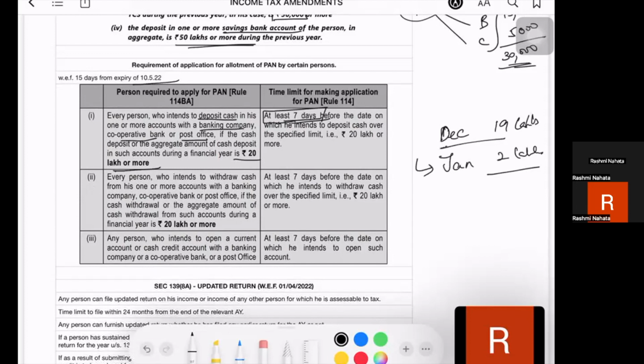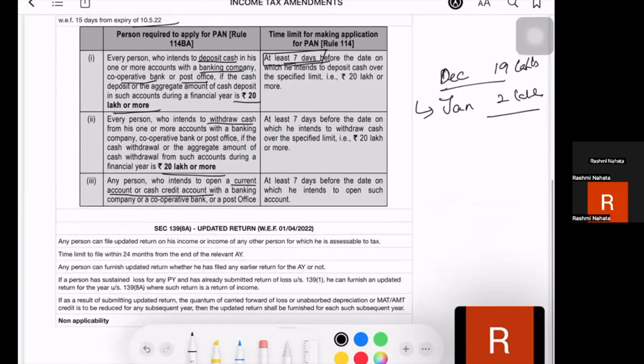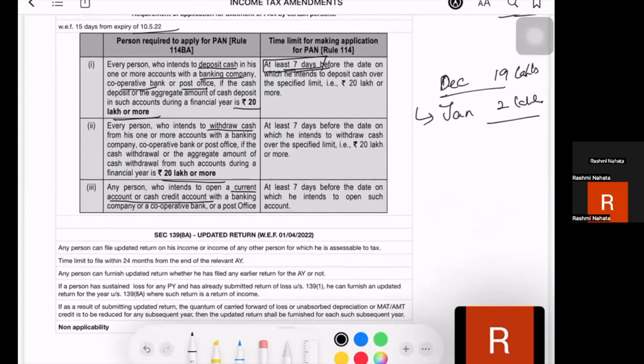Similarly, if they are withdrawing cash and the total withdrawal is 20 lakhs or more, or if they want to open a current account or a cash credit account, they will have to apply for a PAN. This is with regard to PAN applications.